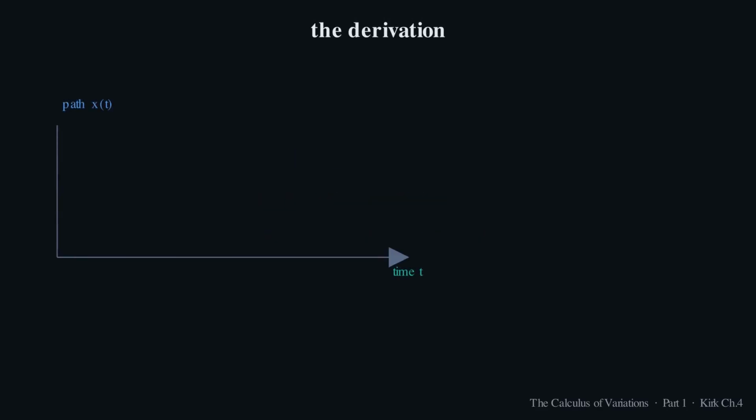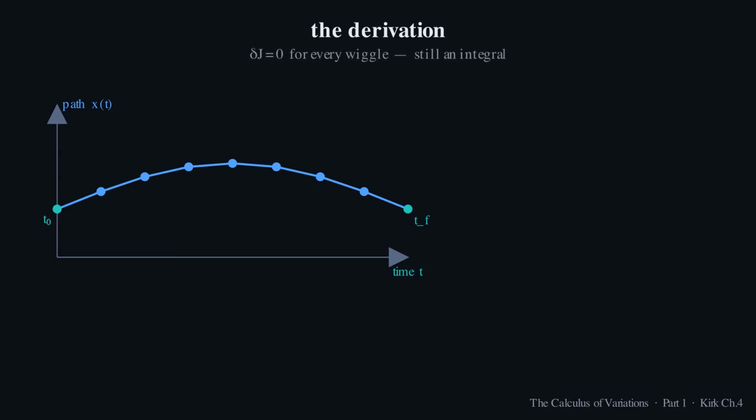We have the fundamental theorem. At the best curve, the variation of J is 0 for every wiggle you could draw. But 0 for every wiggle is still a statement about an integral. We want something far sharper, an equation the curve must obey at every single instant. Here's the move. Picture the path as a chain of beads pinned at both ends. It starts at x0 and finishes at xf, both fixed.